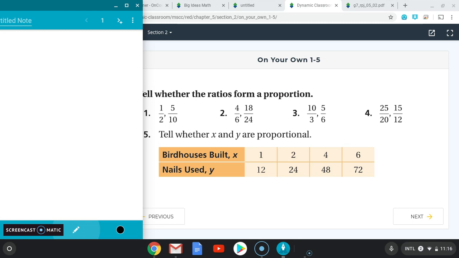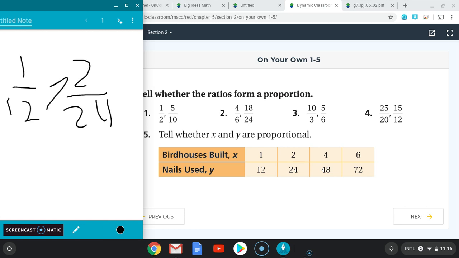You're going to use the same process. It's just that with these problems, you have to compare a few ratios. All right, so what we could do is take a look and say, okay, I got 1 over 12 and 2 over 24. If I multiply 24 times 1, I'll get 24. 12 times 2, I'll get 24. So from here to here, they're proportional.